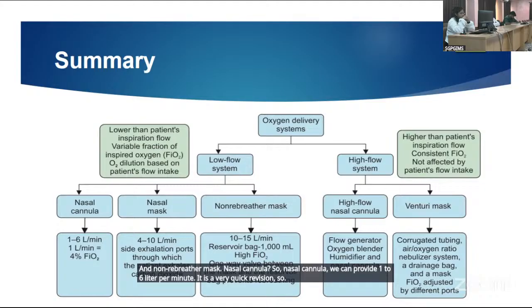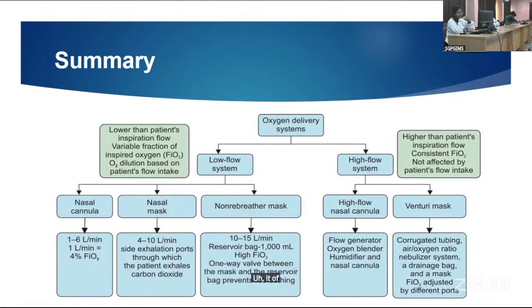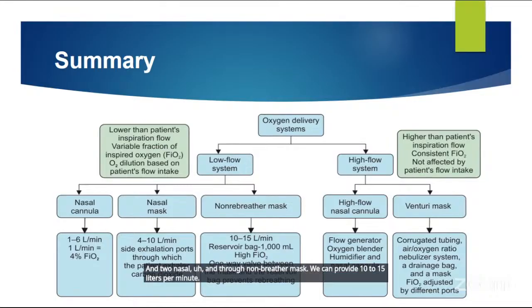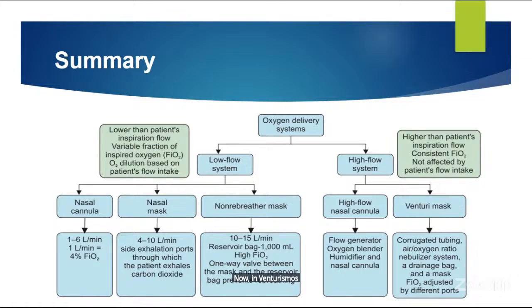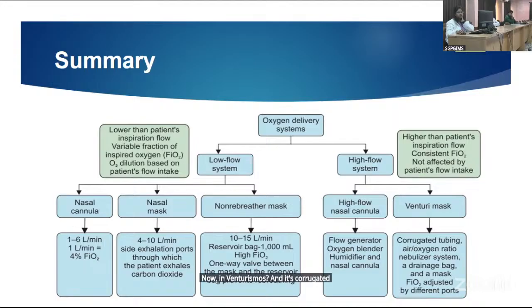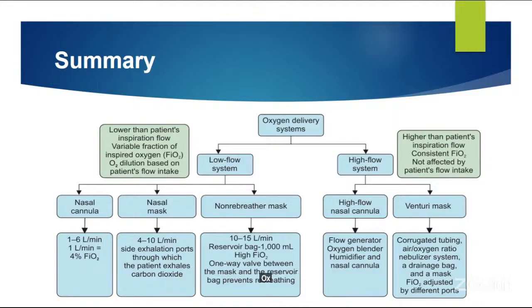Low flow systems include nasal cannula, simple mask and non-rebreather mask. Through nasal cannula, we can provide 1 to 6 liters per minute. Through simple mask, we can provide 4 to 10 liters per minute. And through non-rebreather mask, we can provide 10 to 15 liters per minute. Now, what comes in high flow system? High flow system includes high flow nasal cannula and Venturi mask. High flow nasal cannula has a flow generator, oxygen blender, humidifier, and nasal cannula. Now, in Venturi mask, corrugated tubing, oxygen ratio.